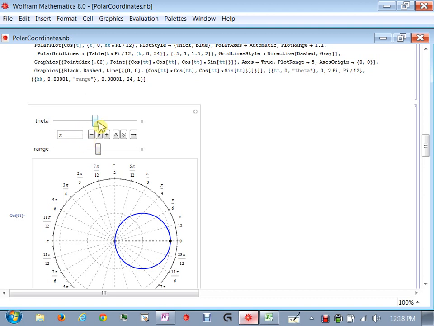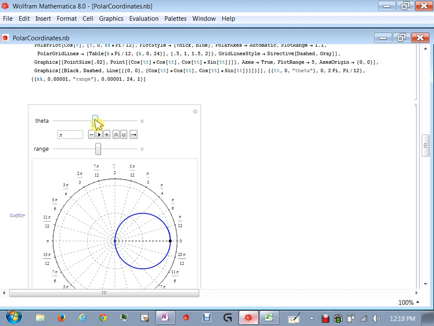Look, so see how my bar stopped here at pi? If I go to 2 pi, you see it draw it again, but it's on top of itself. Oops, like that. See that? Do y'all get that?